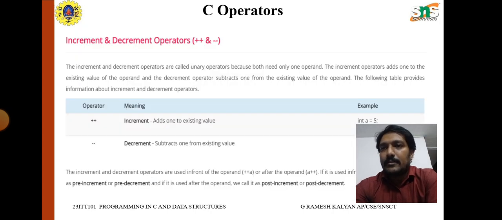Next one is increment and decrement operators. Increment and decrement operators are called unary operators because both need only one operand. Increment adds 1 to the existing value. Decrement subtracts 1 from the existing value.